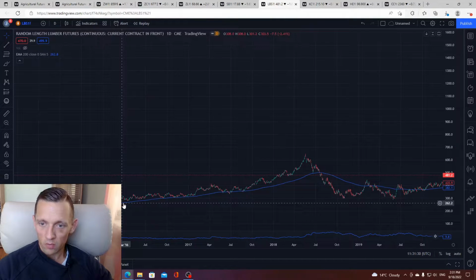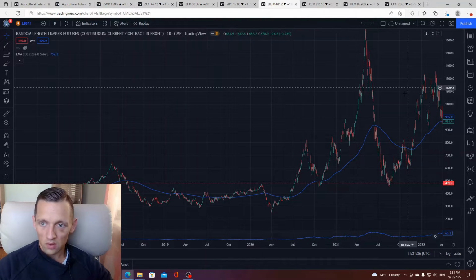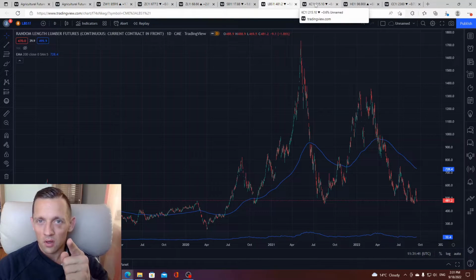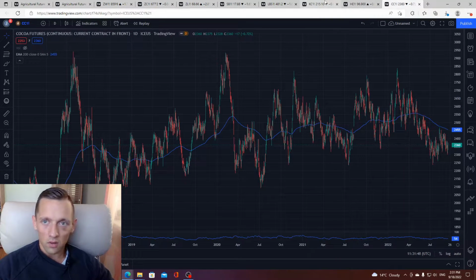Even here it might look boring, but it's still doubled its price and fell again. If you trade that on leverage, these are huge trends here. How many of you actually did know that lumber produces trends like that? No one. Now here is coffee, lean hogs, cocoa.